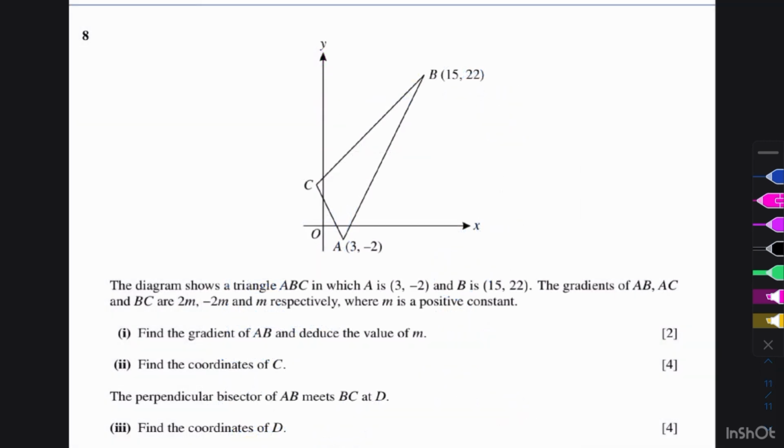Okay, on to question 8. The diagram shows a triangle ABC in which A is (3, -2). Okay, they've put that in here. B is (15, 22). The gradients of AB, AC, and BC are these three respectively, where m is a positive constant. Find the gradient of AB and deduce the value of m.